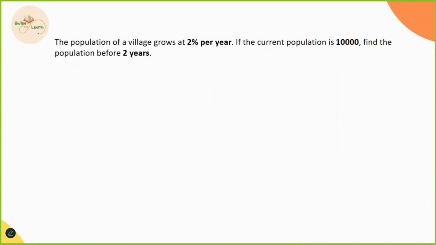The population of a village grows 2% every year. If the current population is 10,000, find the population before 2 years. Okay, till now we saw how to calculate the population after 2 years, but now we have to calculate the past population. So imagine you visit your hometown after a few years and you suddenly feel that it is packed with more people. That's because population grows every year. Now we have to calculate the population before 2 years.